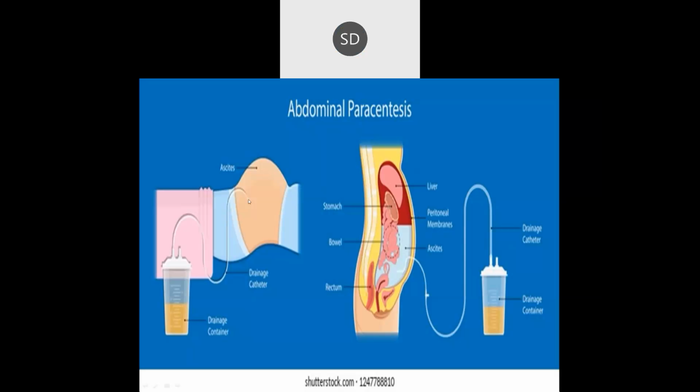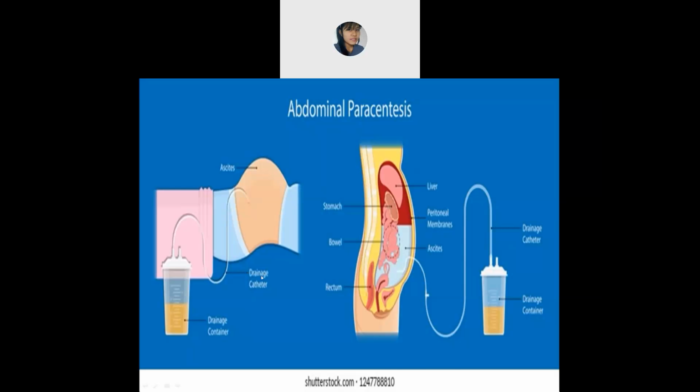Ma'am, I can't see properly. Can you see now? Pipe, ma'am. Don't say pipe. It's a drainage tube, a catheter. Drainage catheter. Understand?